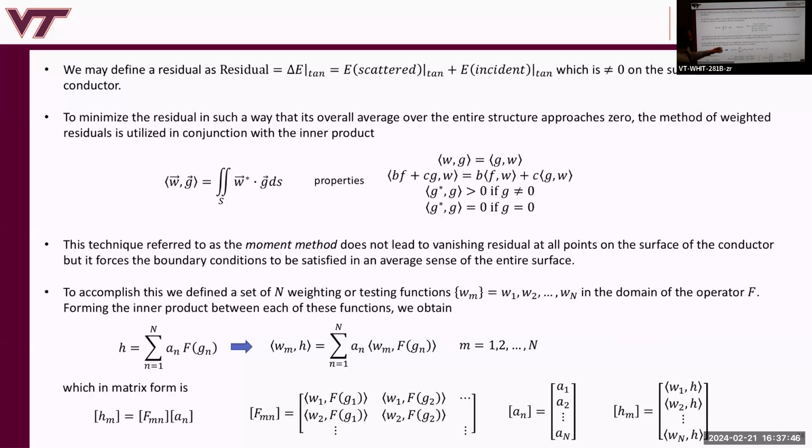So we may define the residual as the error in the tangential electric field at all points on the surface of the scatterer, which is the incident plus the scattered field, which is not equal to zero on the surface of the conductor. The residual, you want it to be zero. That means tangential E is equal to zero. So to minimize the residual in such a way that its overall average over the entire structure approaches zero, the method of weighted residuals is utilized in conjunction with the inner product.